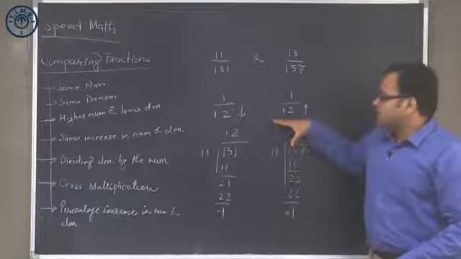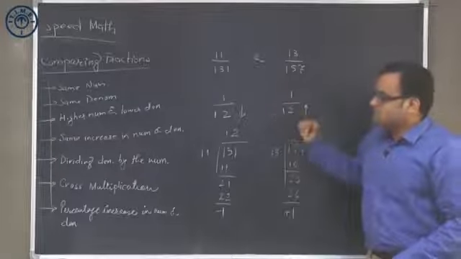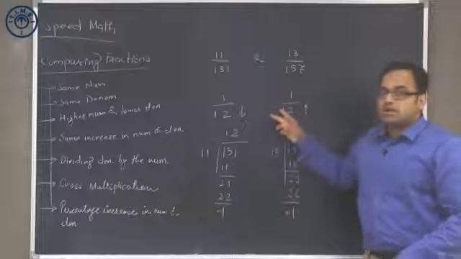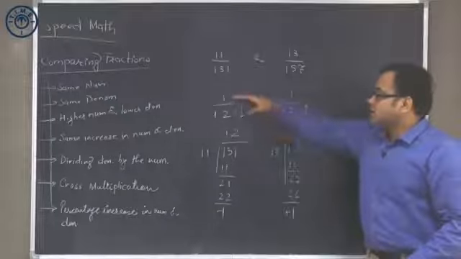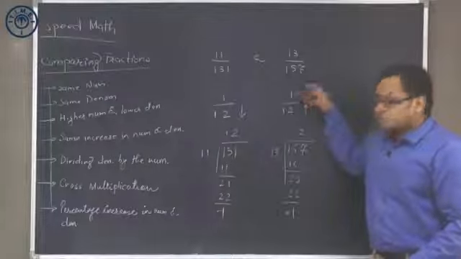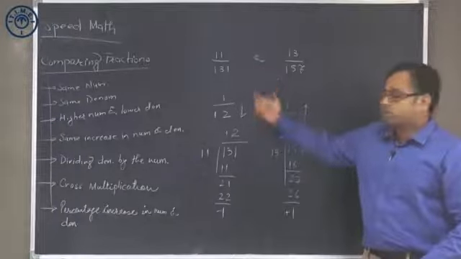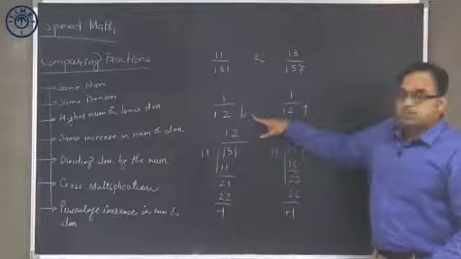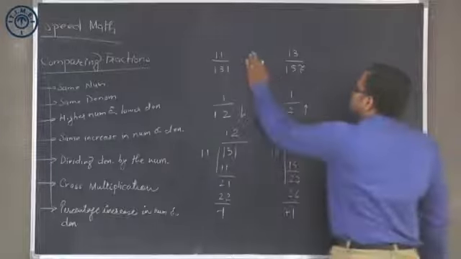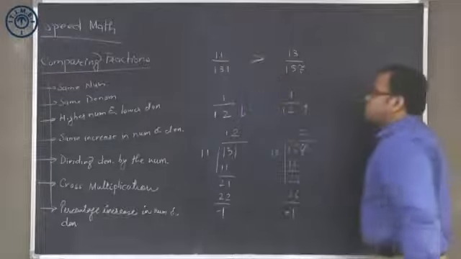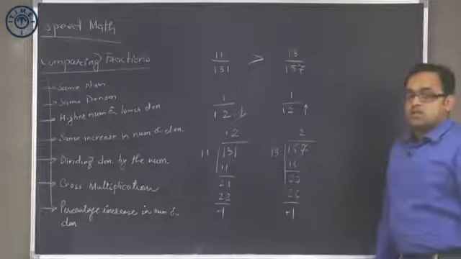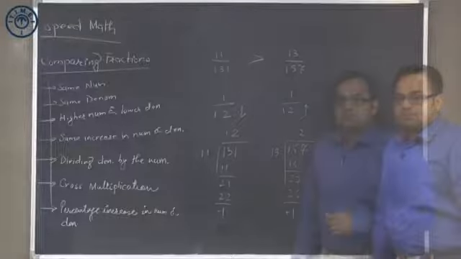Once we are clear on this, then we ask ourselves which of these two numbers will be greater. As we discussed earlier, if the numerator is the same, whichever number will have a lower denominator, that number will be greater. So therefore, because this number has a lower denominator, this number will be greater. So 11 upon 131 is greater than 13 upon 157.